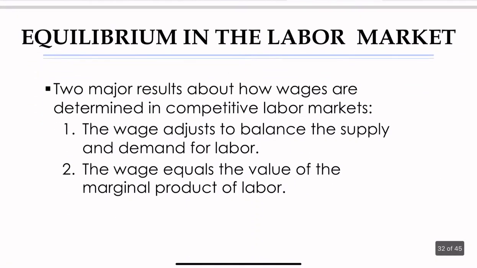First, let me talk about the results. There are two main results about the equilibrium in the competitive labor market. The first is the obvious result. That is, the wage in the labor market will balance the supply and demand for labor. So basically, this means if a labor market is in equilibrium, then the quantity supplied of labor should be the same as the quantity demanded for labor.